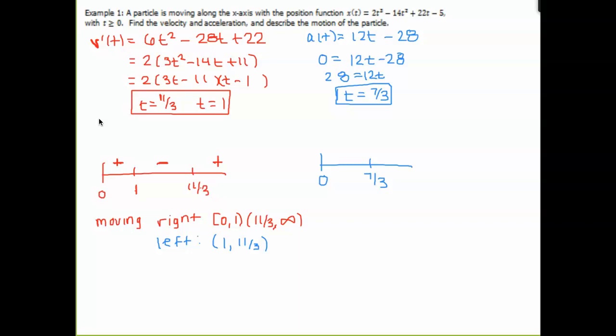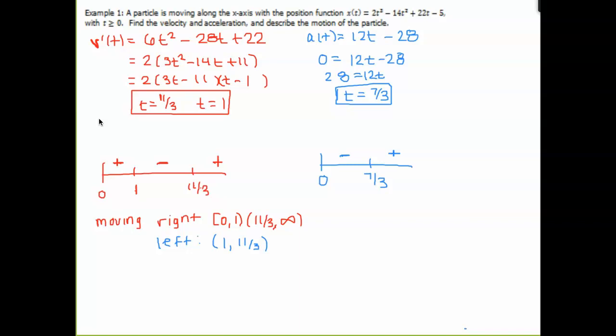For acceleration, we would plug in, so 7/3 is roughly 2 1/3 or 2.3. So we would plug in a number like 1. So 12 times 1 is 12. 12 minus 28 is negative. Plug in a number greater, so maybe 4. 12 times 4 is 48. 48 minus 28 is positive.